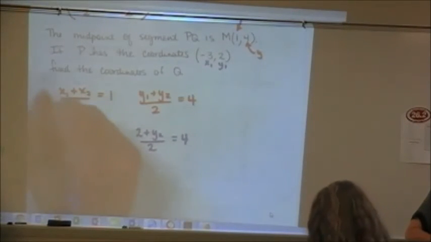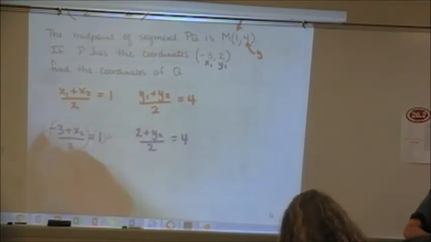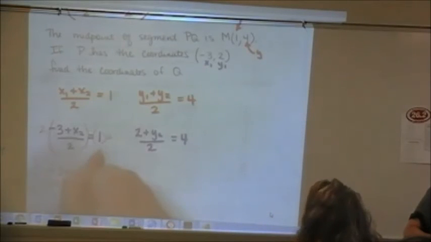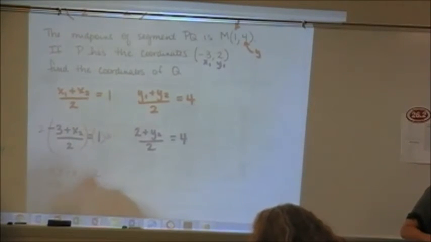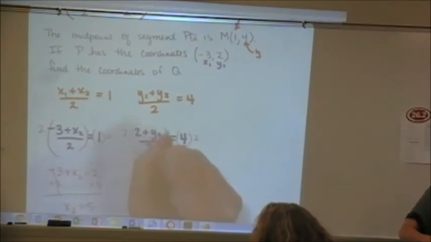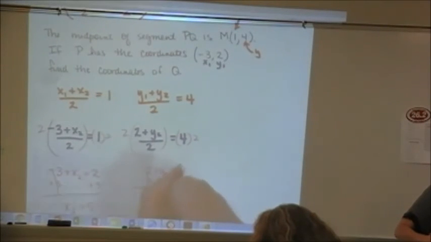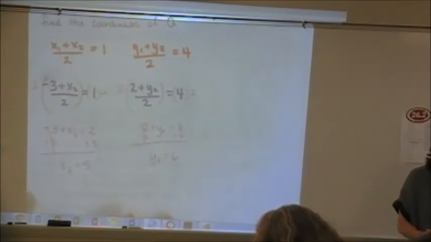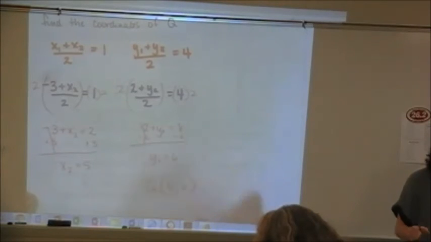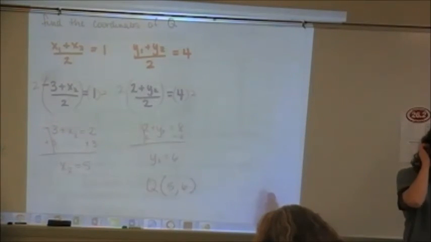Okay, so we're going to clear the fraction. And then you're just solving. So I got 5 for my x value and 6 for my y value. So Q has the coordinates 5, 6. And that's it. It should be really, really easy, this whole section.